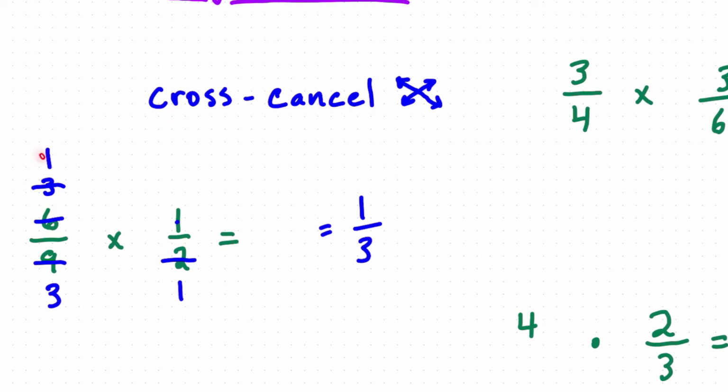Now we're just going to multiply our numerators. 1 times 1 equals 1.